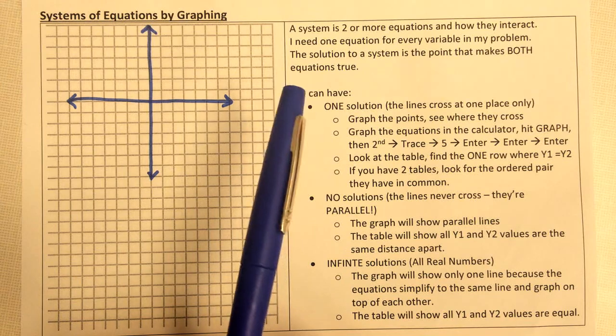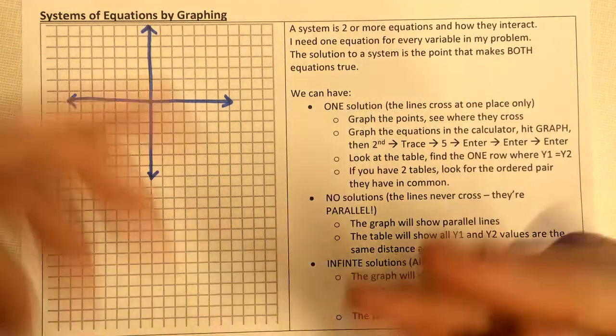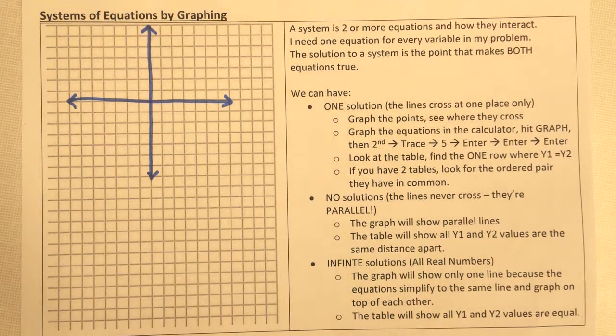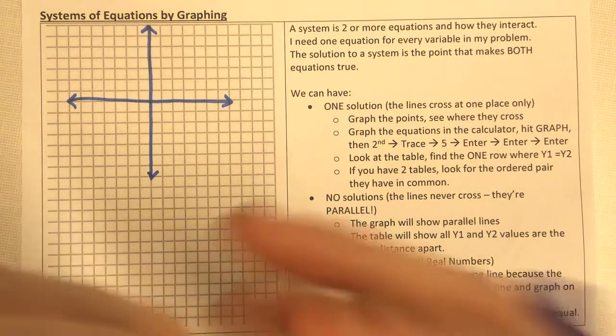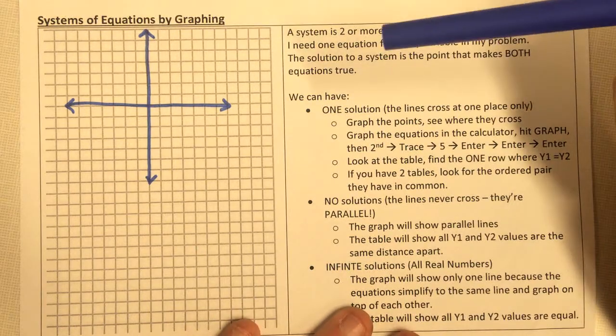If we think about systems in government, the system of government that we have is the way that all the different parts of our government work together to help run the country. So when we think about a system, we're thinking about how things interact together, how things work together to perform a function. Well, we have systems in algebra.